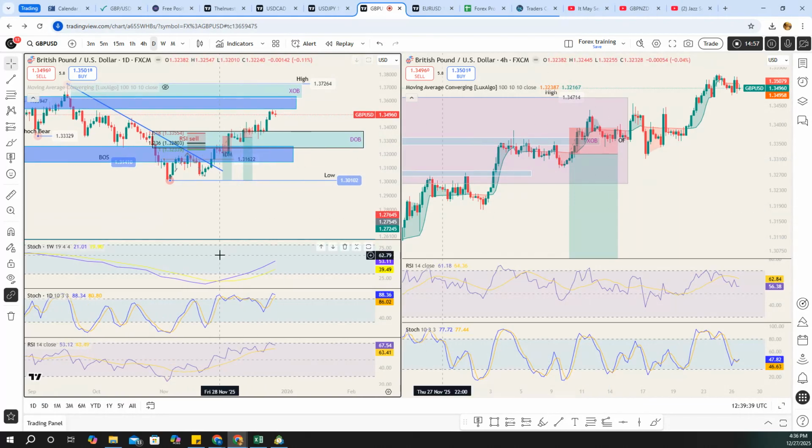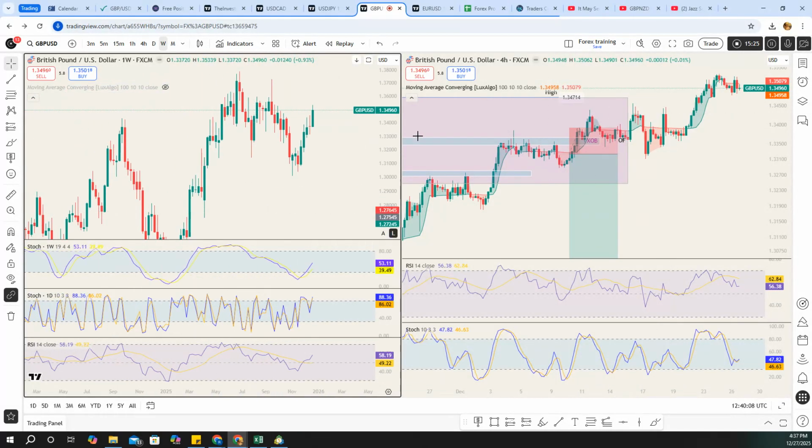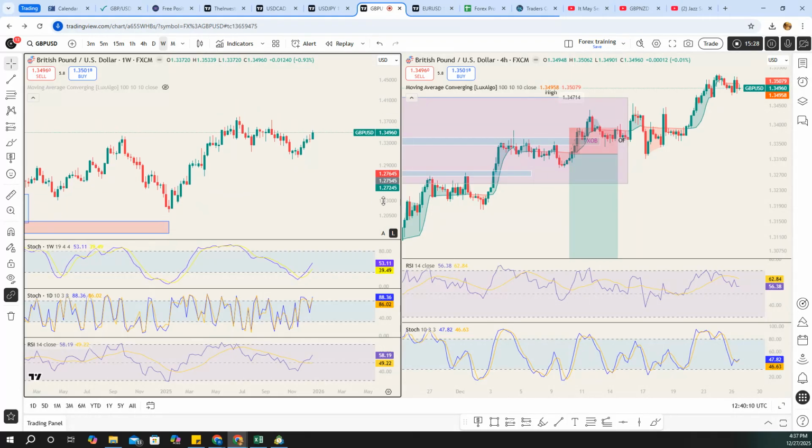But maybe the answer is in the weekly stochastic. And this is something that I need to study further. When I do the next tests on the other pairs, I will see the effect of those moves and what the weekly stochastic's role is in those moves. Okay, if we go to the weekly time frame, we see a beautiful run by the stochastic and the move.